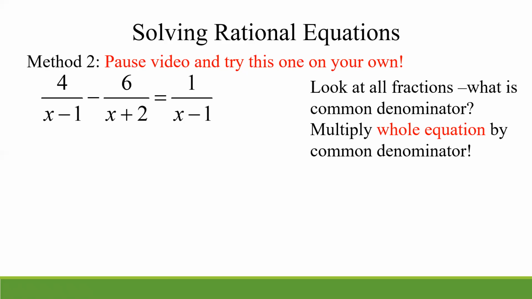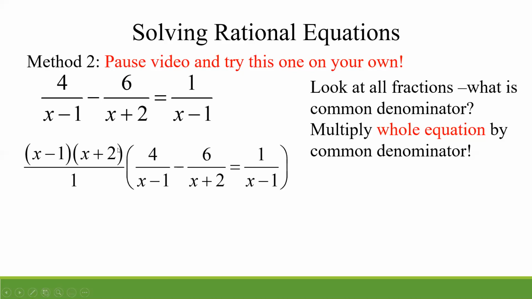Okay, so in this case, what have you come up with for your common denominator? Well, it's just going to be the product of those two things. And it doesn't matter that I have 2x minus 1. We can just count that as the same denominator, right? So I can just multiply by x minus 1 times x plus 2. Distribute that all through here.